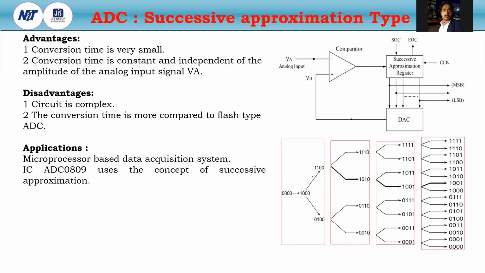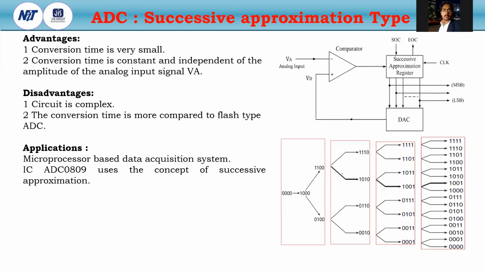So you cannot get the appropriate amplitude value throughout the output of this type of ADC. For this reason, we approximate: when it is greater than 12, then it should be maybe 14 or maybe 10. Clear? Yes, sir.